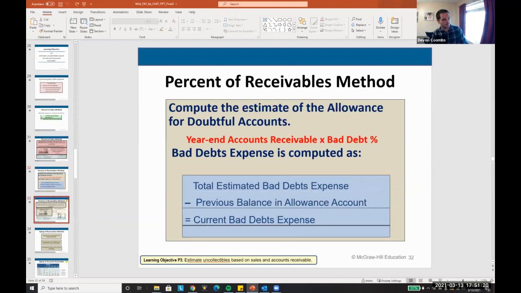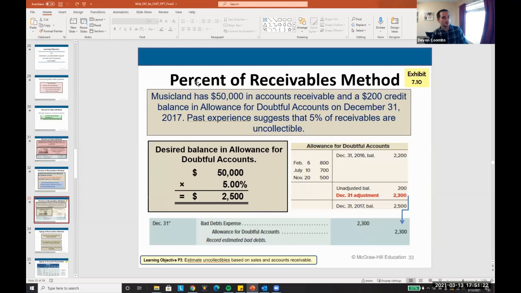What does this mean? We'll go over an example. So the same company, Musicland, has $50,000 in accounts receivable and a $200 credit balance in the allowance for doubtful accounts, which is also called the ADA account. On December 31st, 2017, past experience suggests 5% of receivables are uncollectible. So that 50,000 times 5% equals our 2,500. So based on the receivables, we would expect a 2,500 allowance for doubtful accounts at the end of the year.